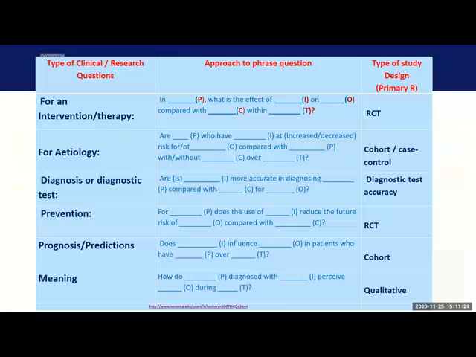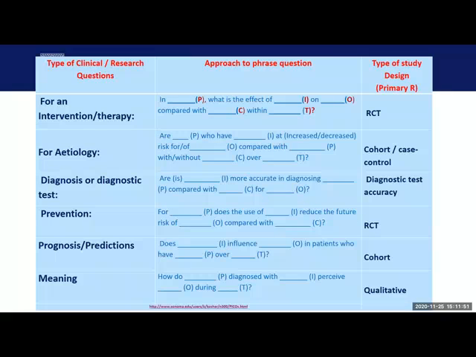Now, here's a grid I have for you. It mostly focuses on PICO, but it does have some variation depending on the type of clinical question or research question we are asking. And I'm going to tell you now, this is the grid that you're going to use often. So keep it with you. It's a good guide, and I will go through it with you.